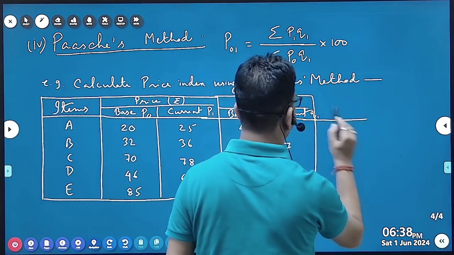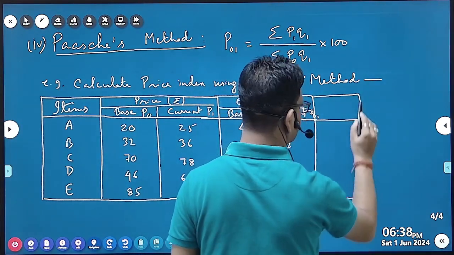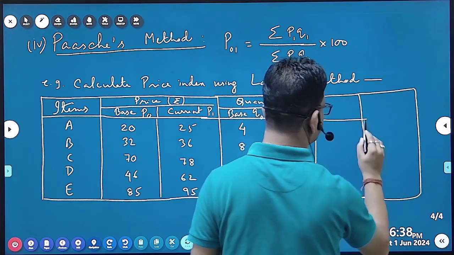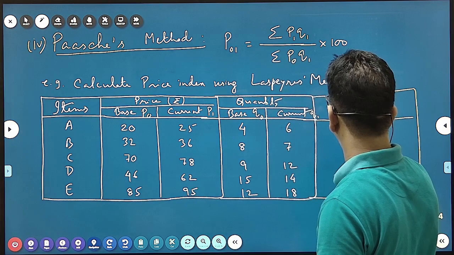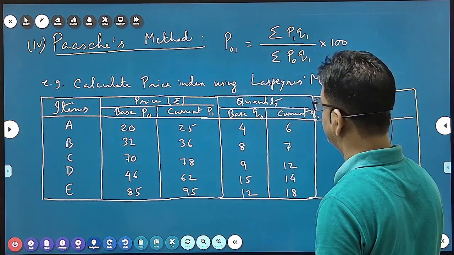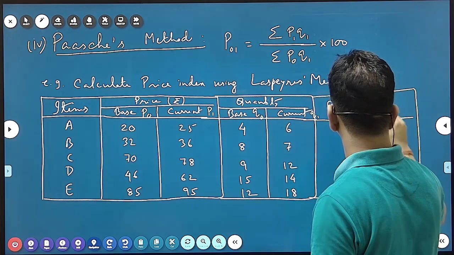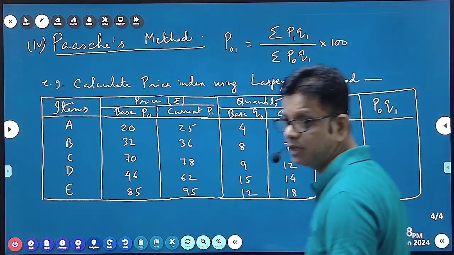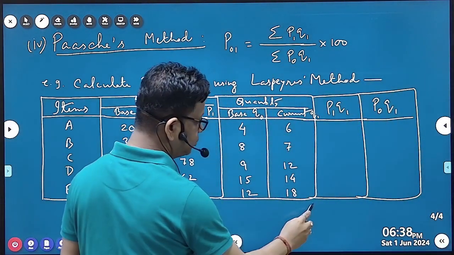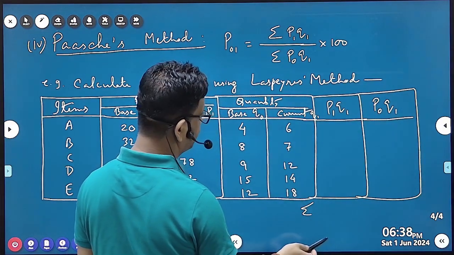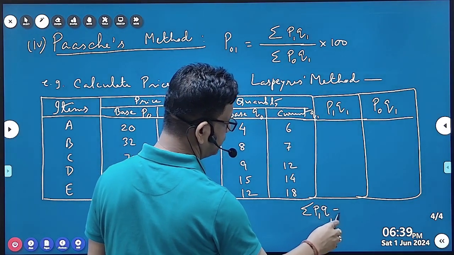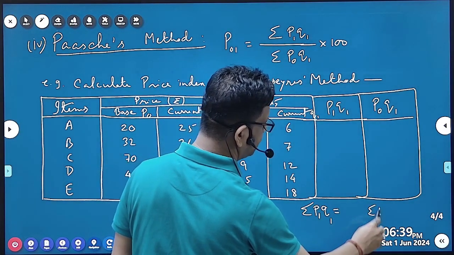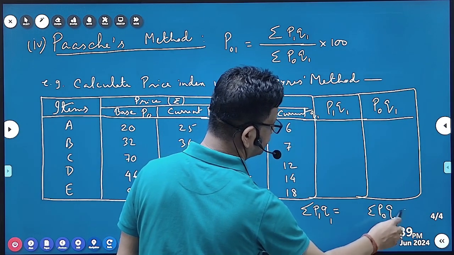So add these two columns and get the answer, because both the answers are required to understand the next topic. So we need to have here summation of P1 Q1 and also summation of P naught Q1. Please get the calculation, because these two values we are using next.